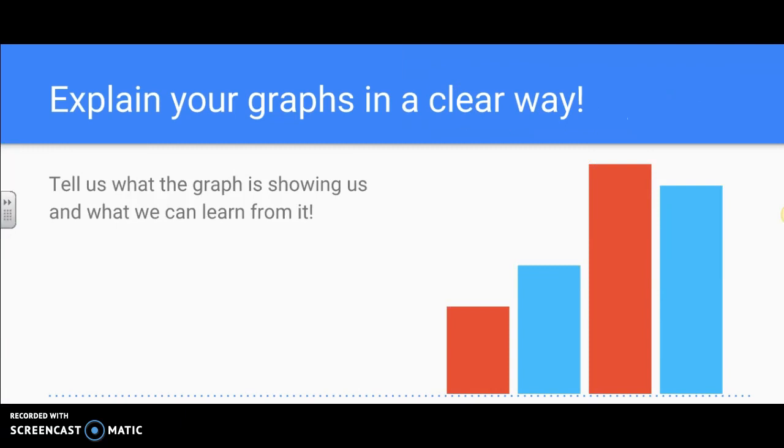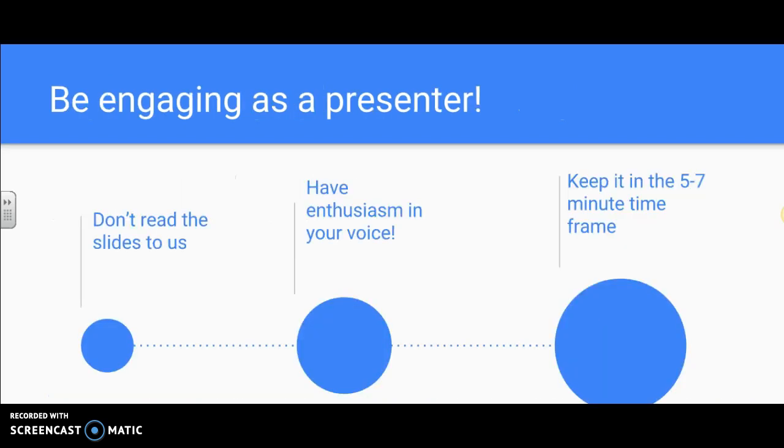When you have your graphs, just make sure that you are explaining your graphs in a really clear way. Tell us what's on each axis and what it's showing, because remember that people who are watching it are seeing it for the very first time, and you want to give a really clear explanation of what the graph is showing. Some suggestions for being engaging.